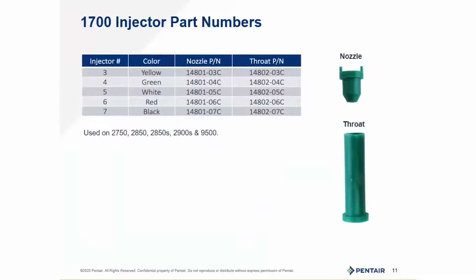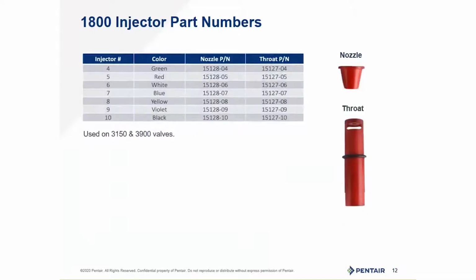Now, the 1700 series is used on some of our larger valves, more in a commercial application. These are two-piece injectors dropped into an injector body that forms the whole jet pump or Venturi. And these are much larger in size because we're moving more water with them. The 1800, this is for our largest softening valves. These are the 3150 and 3900, much higher volumes of water and brine being moved here. So you have a larger inductor or injector.